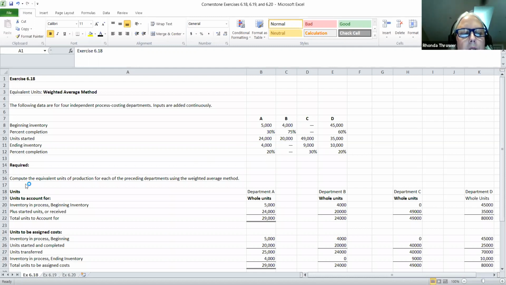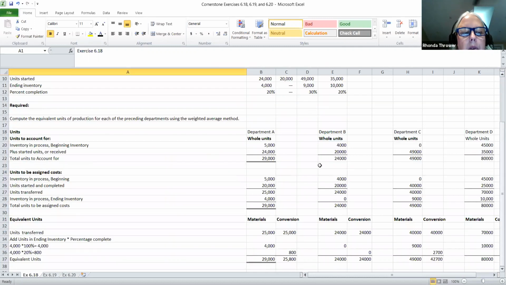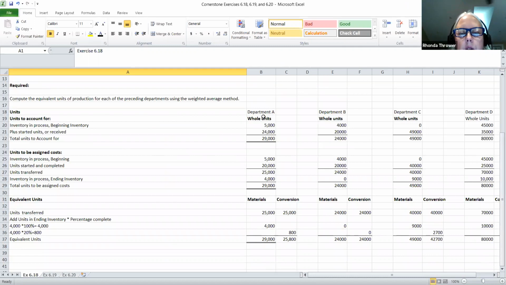What they want you to find is the equivalent units of production for each of the preceding departments using the weighted average method. And so what I like to do is start with the whole units first. We're going to count the whole units for each one of the departments before we find the equivalent units that they're actually asking for in the answers to this particular problem.